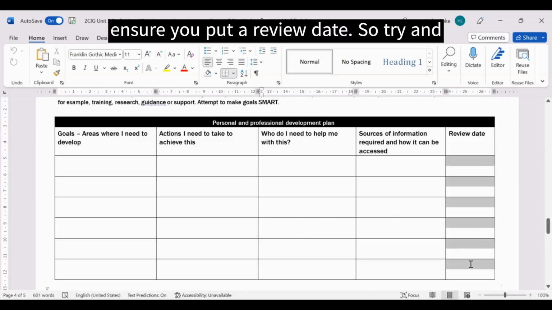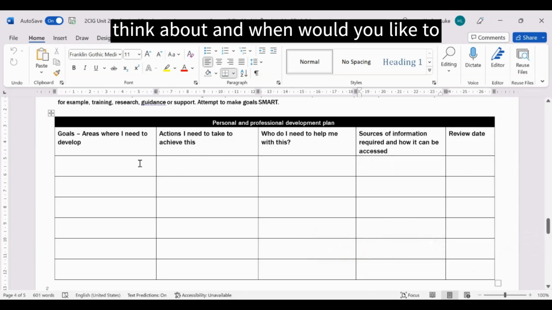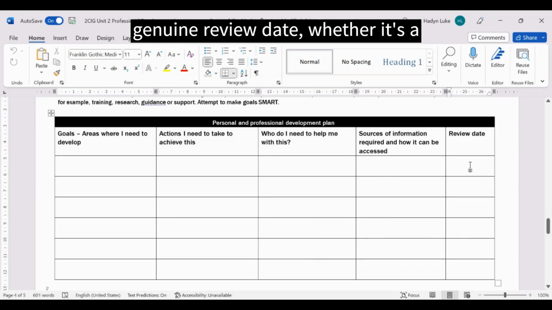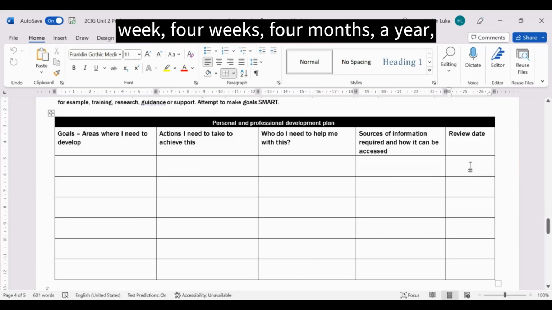And ensure you put a review date. So try and think about, when would you like to have achieved this goal, and try to put a genuine review date, whether it's a week, 4 weeks, 4 months, a year, etc.